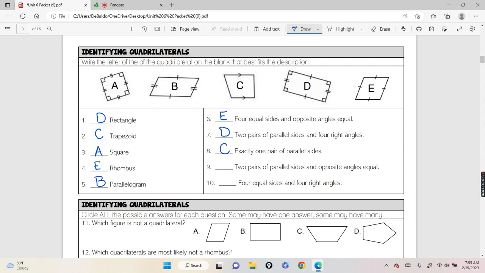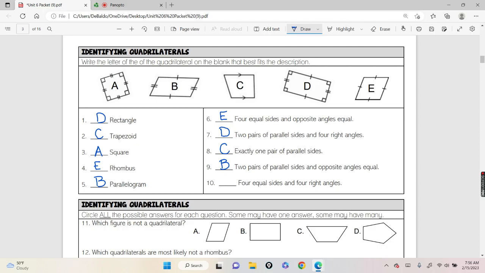And what's very unique about this one is that it has 2 pairs of parallel sides. So that's going to give us B, the parallelogram. It's not going to be E, the rhombus, because it would have to indicate that each side is equal to one another. And that's the special characteristic of a rhombus.